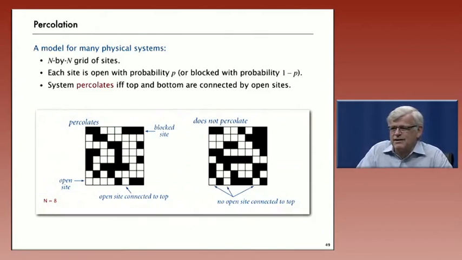We say that a system is percolated if the top and the bottom are connected by open sites. So the system at the left, you can find a way to get from the top to the bottom through white squares. But the system on the right does not percolate. There's no way to get from the top to the bottom through white squares.